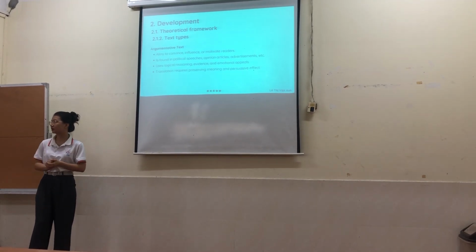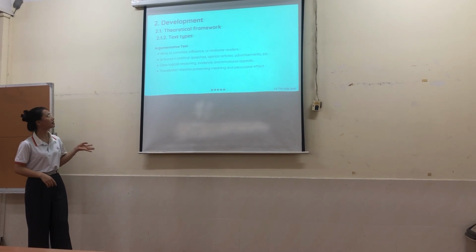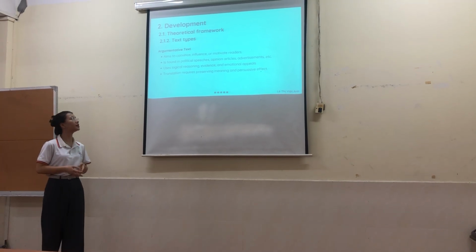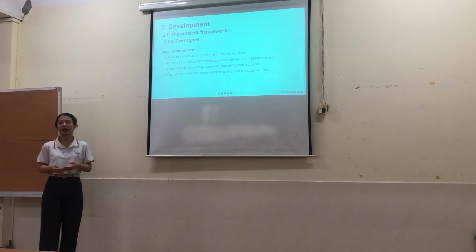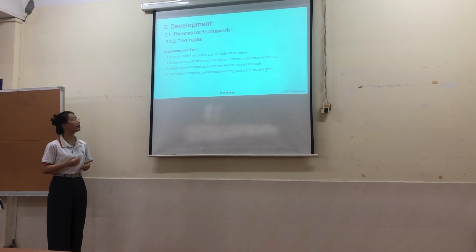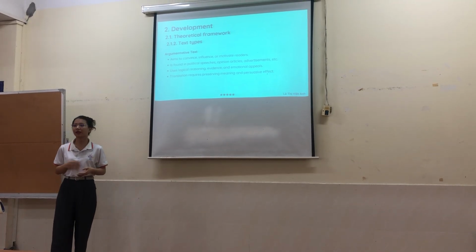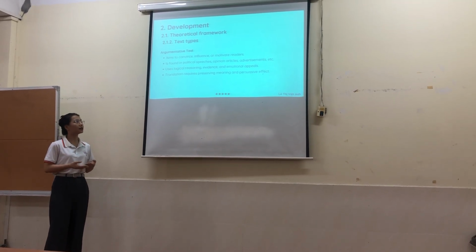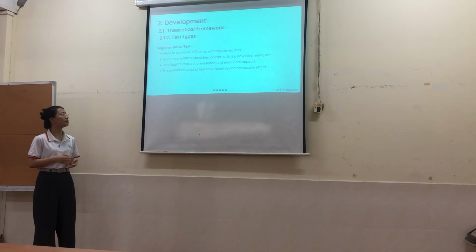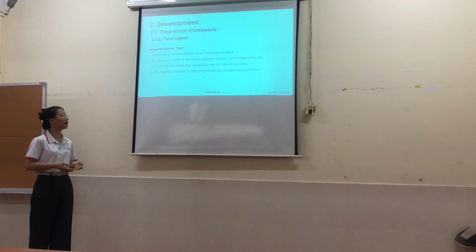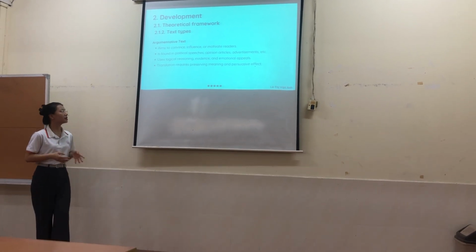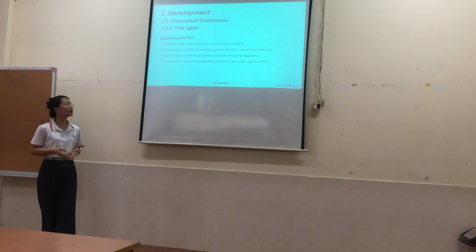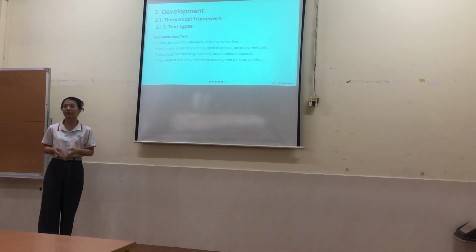Now let's move to the next text type, argumentative. It aims to convey, influence, and motivate readers. It's found in political speeches, opinion articles, and advertisements. It uses logical reasoning, evidence, and emotional appeals. Translation of this text type requires preserving meaning and persuasive effect.